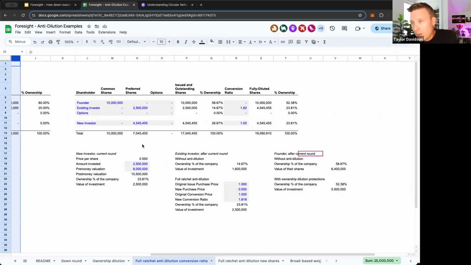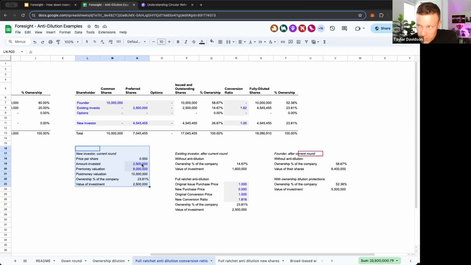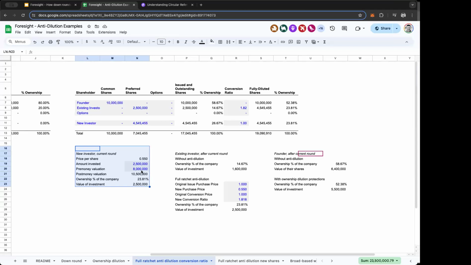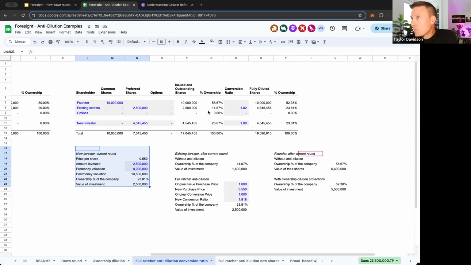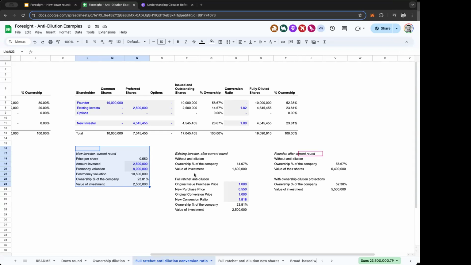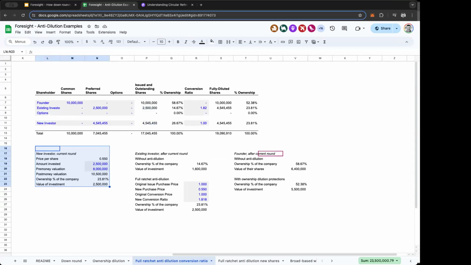So this new investor is coming in and purchasing new shares, but invests 2.5 Hey, how's it going? I have a bunch of stuff here. Sorry, can people mute themselves? So, thank you.